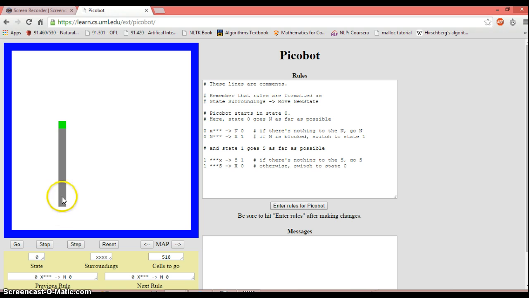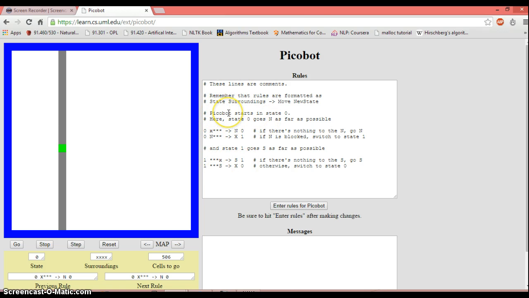And the goal is we want to be able to control the Picobot so that it can color the entire white square. We want to color it all brown. So one thing that you'll see is you can go over your own gray trail. There's no issue with that. And so the way we control its movement is in this section right here, the rules.